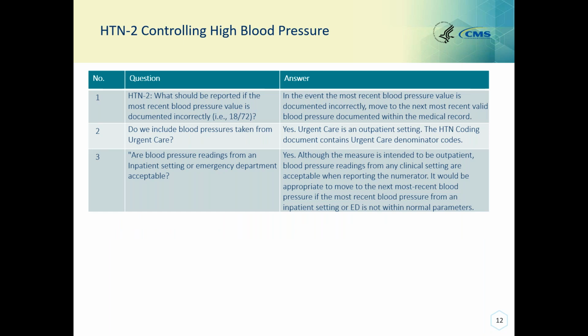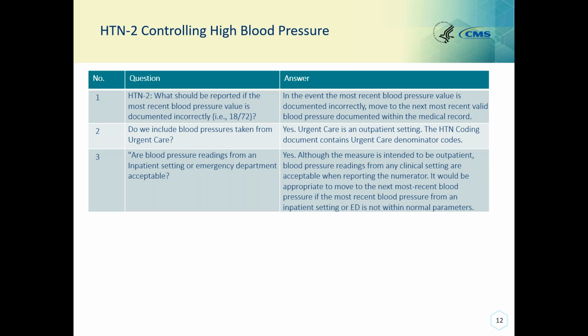First question is HTN2. What should be reported if the most recent blood pressure value is documented incorrectly? For example, 18/72. In the event that the most recent blood pressure value is documented incorrectly, move to the next most recent valid blood pressure documented within the medical record. Question 2, do we include blood pressures taken from urgent care? Yes, urgent care is an outpatient setting, and the HTN coding document contains urgent care denominator codes for the measure.